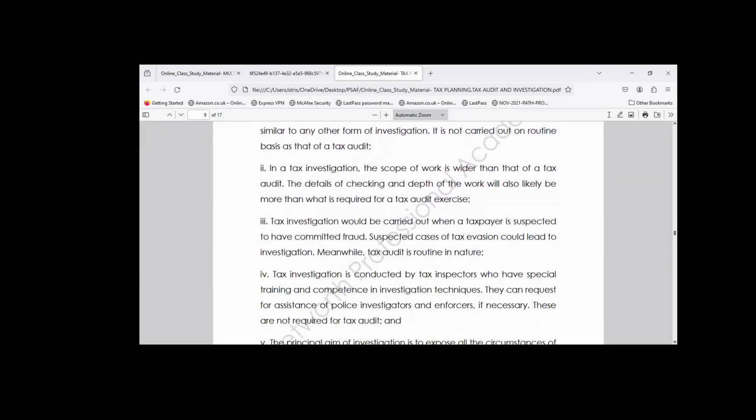Secondly, why do we carry out tax investigation? Because there is tax evasion, but we carry out tax audit when there is tax avoidance. So when you want to differentiate, tax investigation leads to tax evasion, tax audit leads to tax avoidance. It's another difference.